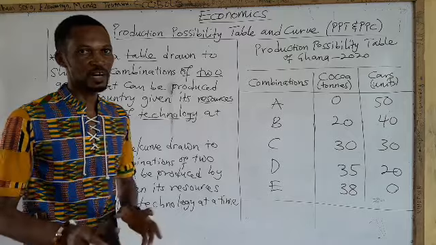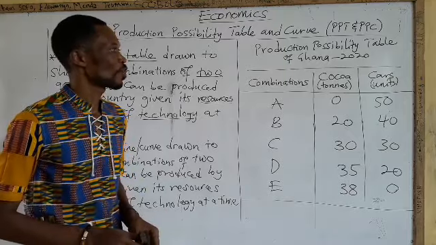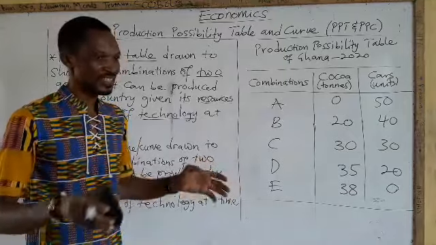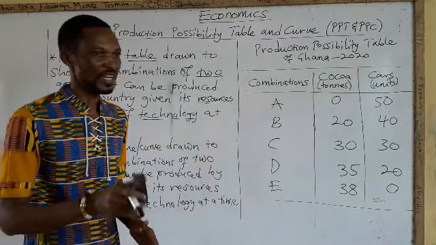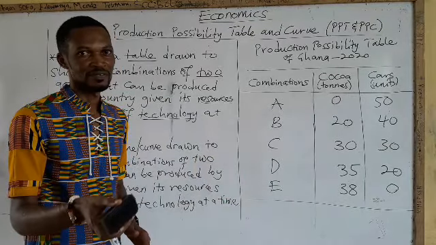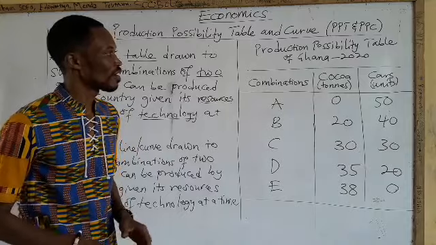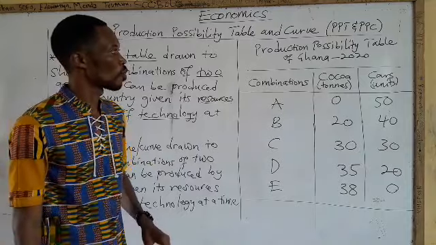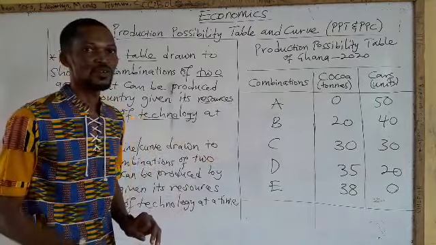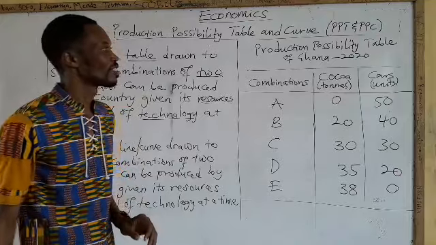Or options available for the country. Because we can't have everything at the same time, we have to make a choice. We have to make a choice. So the country can make a choice of combination A.